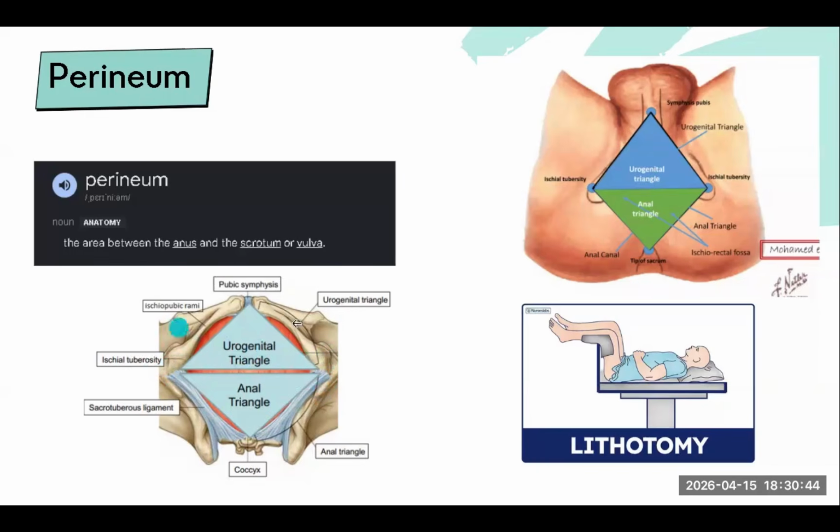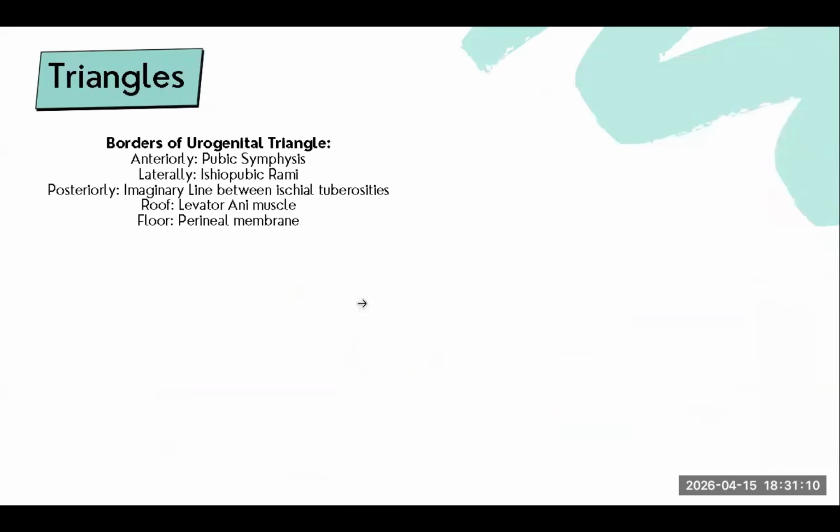And then this is in 2D. If we look at it in 3D, you would have a roof, which is deep, and a floor, which is more superficial. The roof is formed from the levator ani muscles, and the superficial floor is formed by the perineal membrane. These are the borders, very important to know.